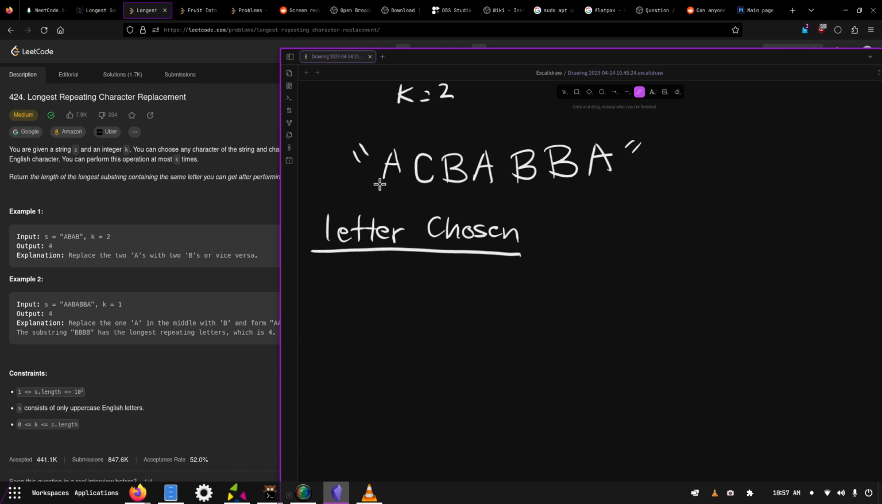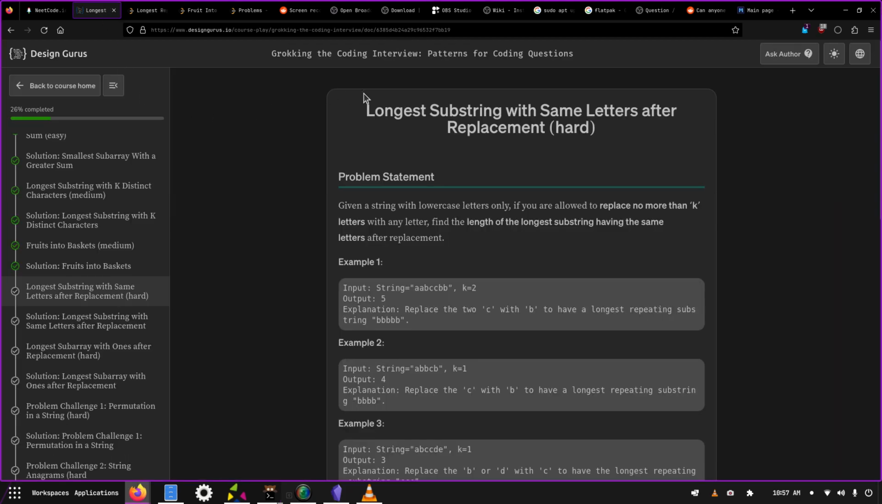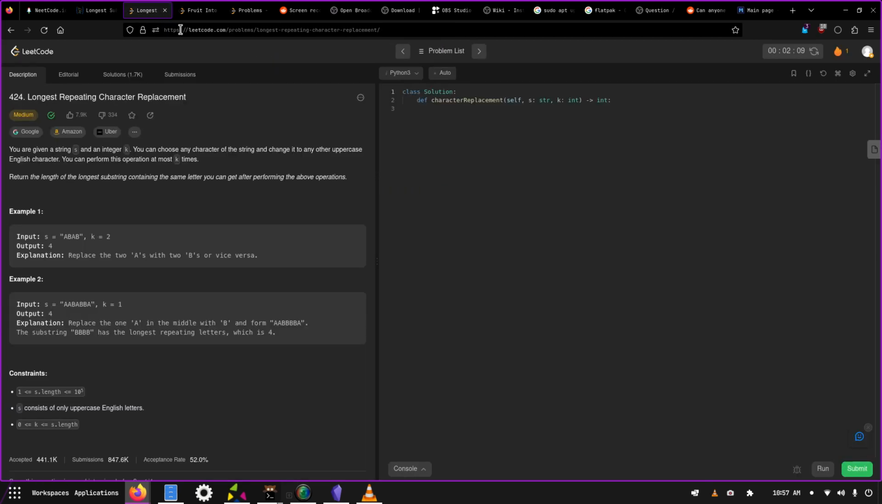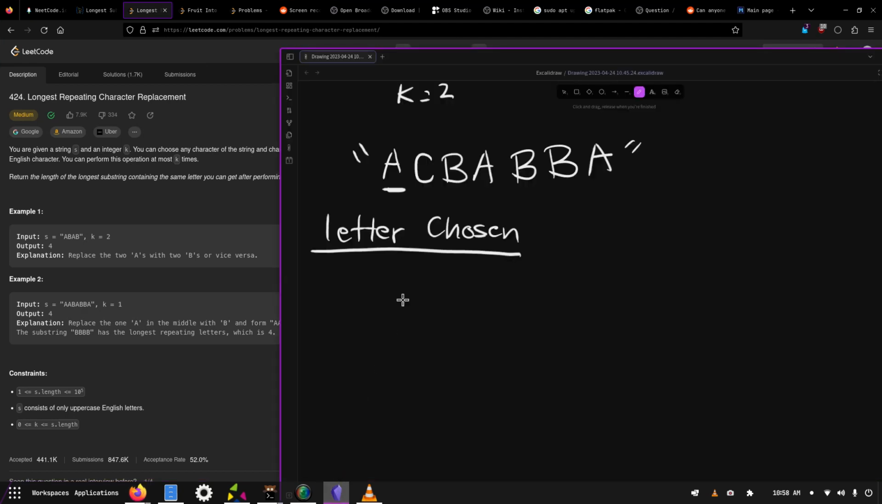So, for example, if we have this A, say our sliding window so far is just at this. Oh yeah, this is also a sliding window problem. I'm getting this based off of this problem right here from Rocking the Coding Interview. So we have the letter chosen. Let's say our sliding window starts at just A. Right now it's at AC. We have one replacement, and we could replace either C or A here.